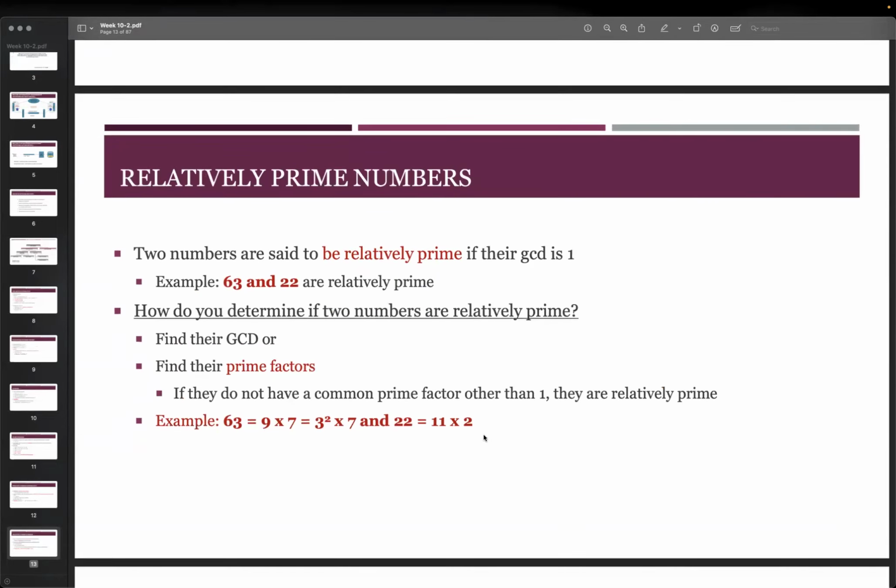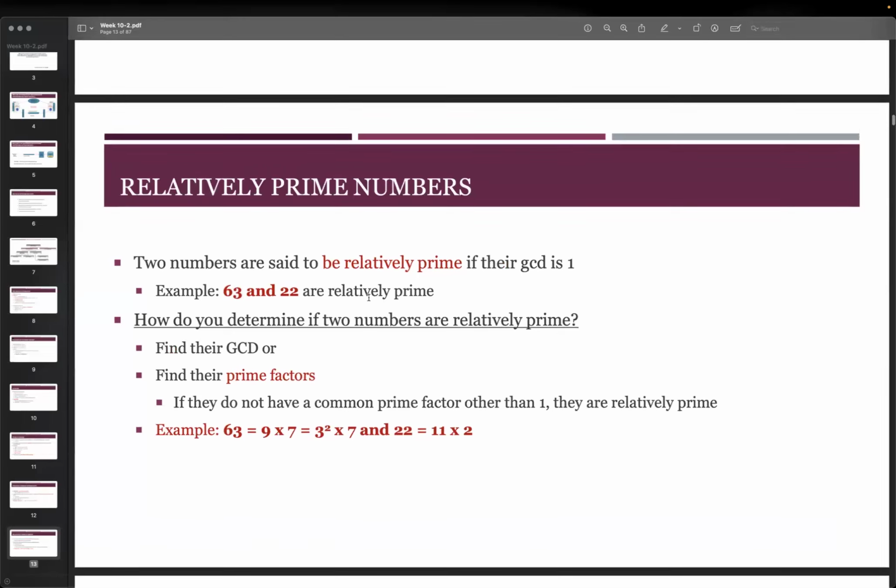And for relatively prime numbers, we try to pick the numbers. We say they are relatively prime if their GCD is 1. Okay, so we have two numbers, 63 and 22. We can say they are relatively prime, because their only common divisor is 1. Okay. And how can we determine whether two numbers are relatively prime?